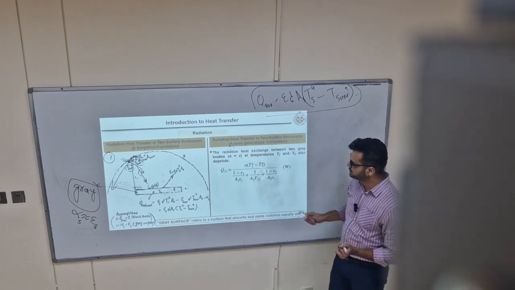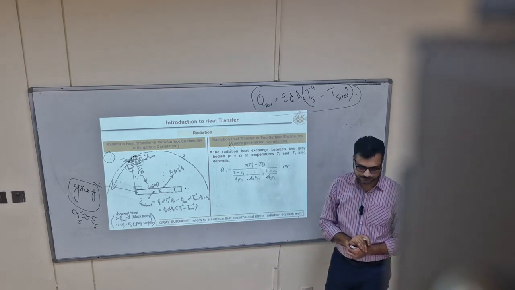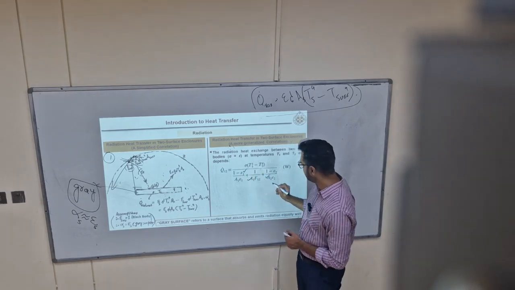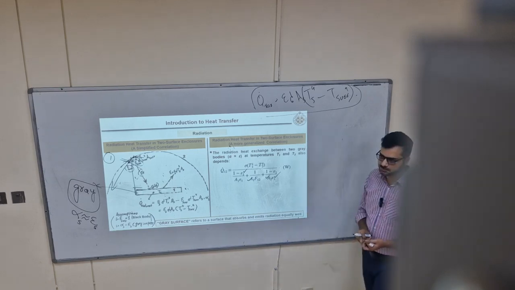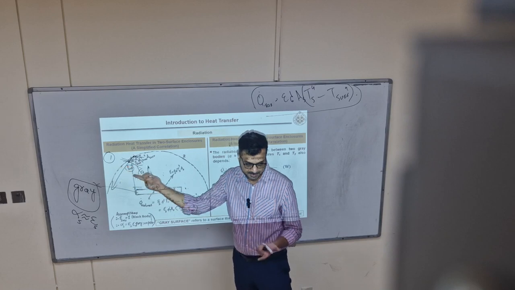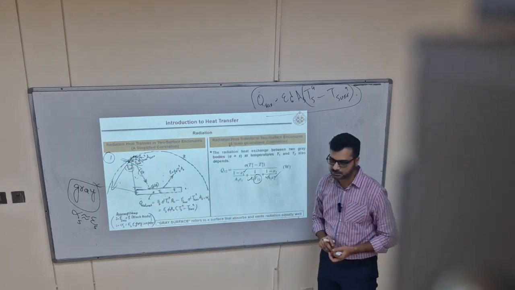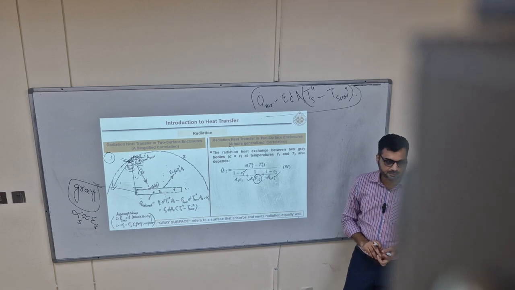Now you can see here both areas are taken into account. Emissivities of both are taken into account. We are not saying this is a black body. It has certain emissivity. And also this thing which I explained, it will not always be one.